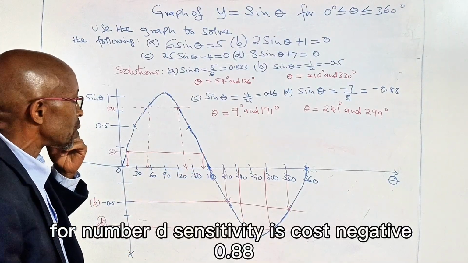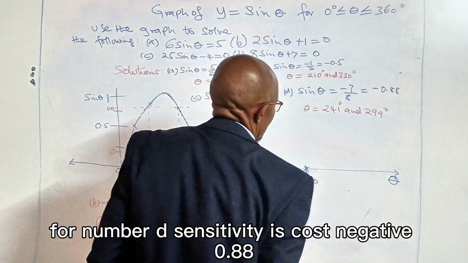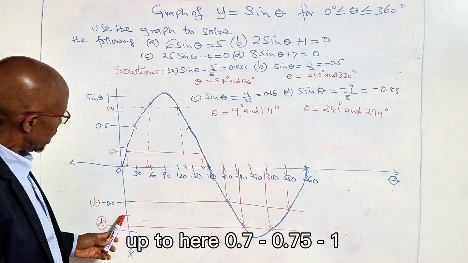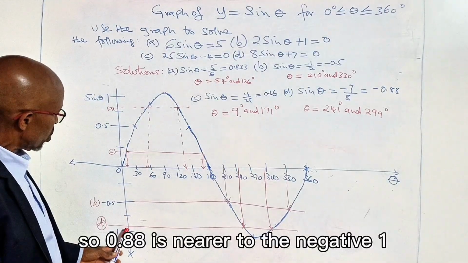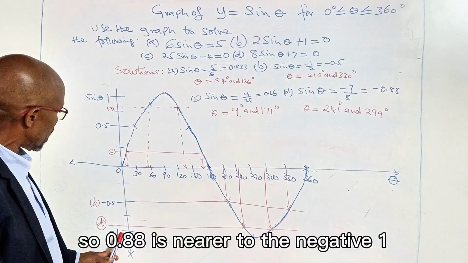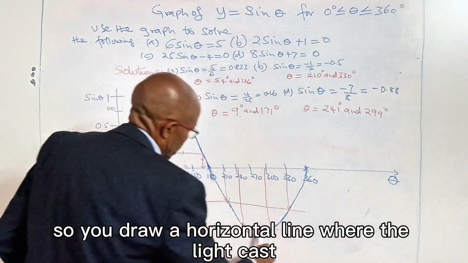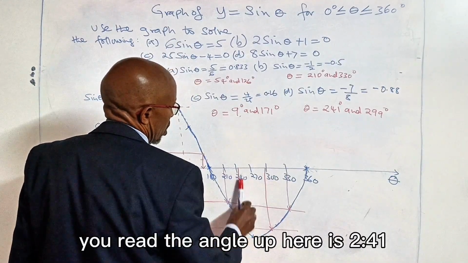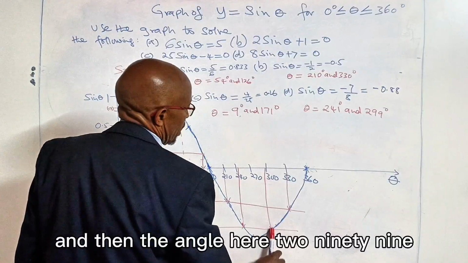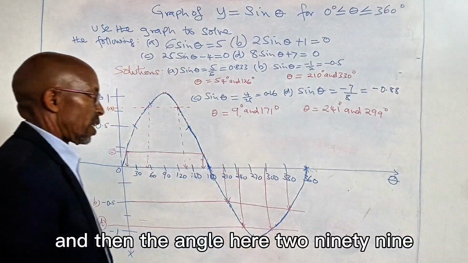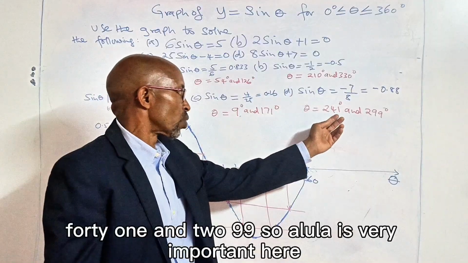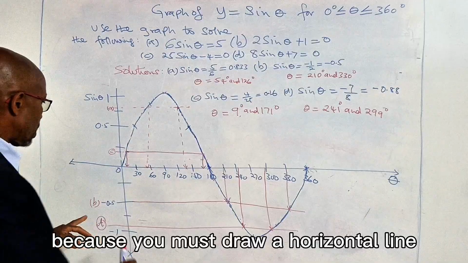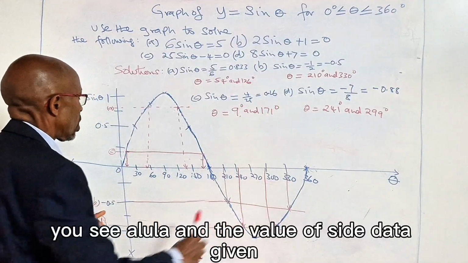For number D, sine theta is equal to negative 0.88. Up to here 0.75, negative 0.75, negative 1. So 0.88 is nearer to the negative 1. So you draw a horizontal line. Where the line cuts the curve, you read the angle. Up there it's 241, and the other angle here 299. That's how we get theta is equal to 241 and 299. So a ruler is very important here because you must draw a horizontal line using a ruler at the value of sine theta given.